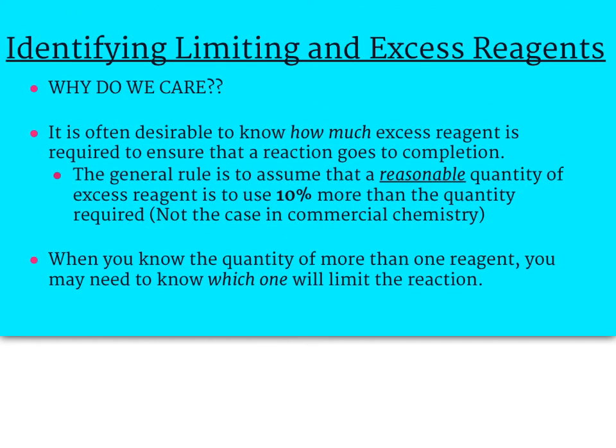Why do we care? It's important to know how much excess you are going to need to make sure that your reaction goes to completion. If I know that I want to react 17 grams of methane, let's say, in a reaction, I need to know exactly how much oxygen I'm going to need. The general rule is that if we want to make sure we're reacting all of the limiting reagent, we're going to use 10% excess. In commercial chemistry, they don't necessarily always use this much. However, we're going to assume that we're always going to need to use 10% excess.